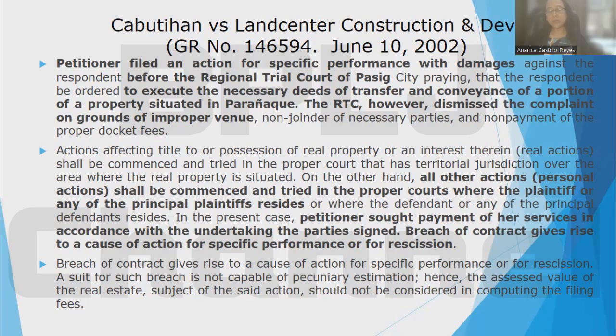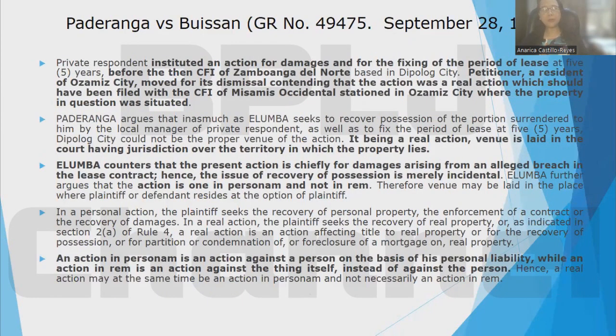In this case, petitioner sought payment of her services in accordance with the undertaking the parties signed. Breach of contract gives rise to a cause of action for specific performance or rescission. Okay. Breach of contract, hence the assessed value of the real estate should not be considered. Okay, we now go to the case of Paderanga versus Guisan. In this case, Guisan filed an action for damages before the RTC of Zamboanga del Norte based in Bacolod City.